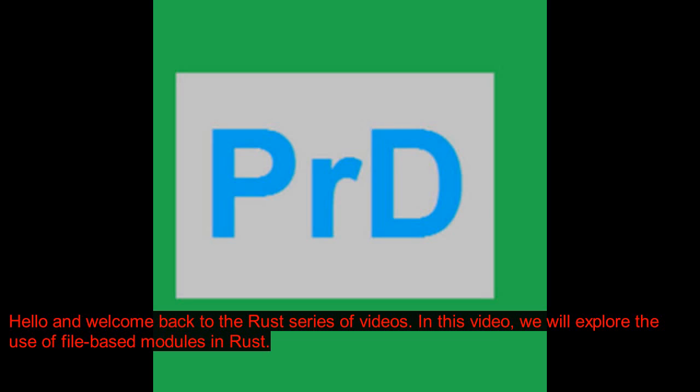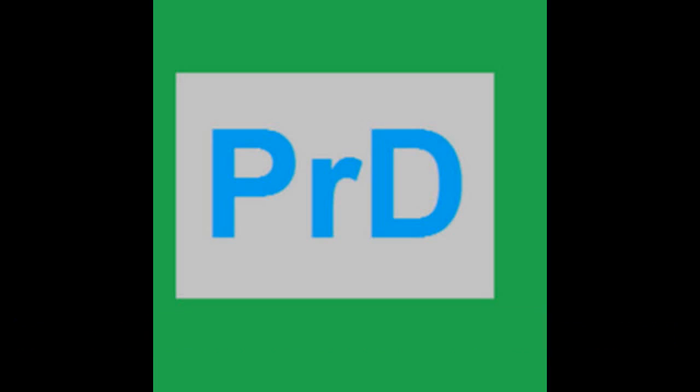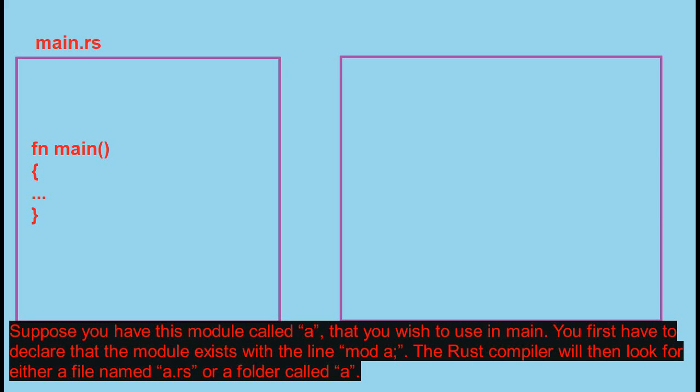In this video, we will explore the use of file-based modules in Rust. Obviously, if your software project gets complicated enough, you wouldn't want to store everything in main.rs. Fortunately, Rust allows you to use modules to organize your code. Suppose you have this module called A that you wish to use in main.